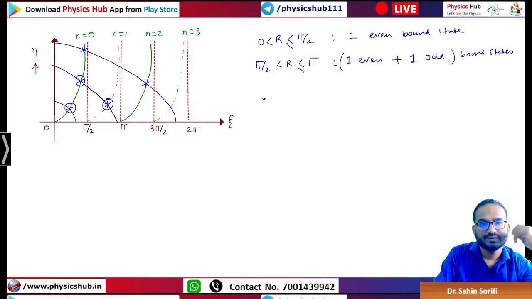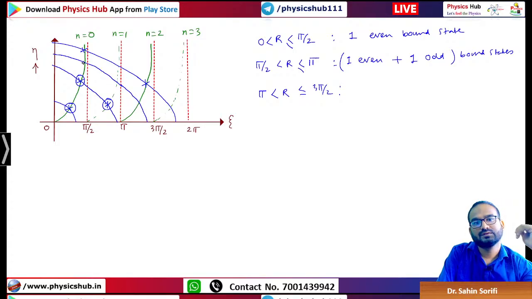Let's say between pi to 3 pi by 2. You can see it is cutting here, here, and here. So n is equal to 0 even, n equal to 1 odd, n equal to 2 even. So 2 even and 1 odd bound states.